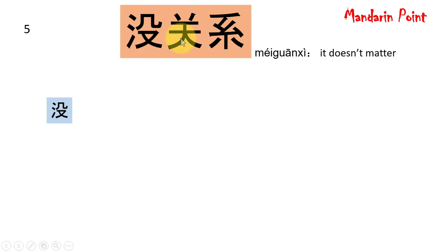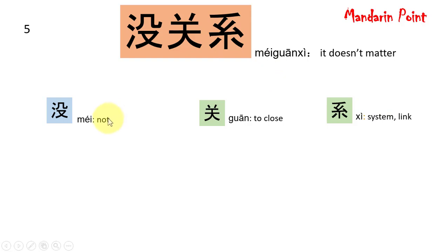Mei guanxi, mei guanxi, it doesn't matter. On the left side of it, it is mei, which means no, and this one is guan, first tone, to close, and this one is xi, which means system or link. So it means no closer link.